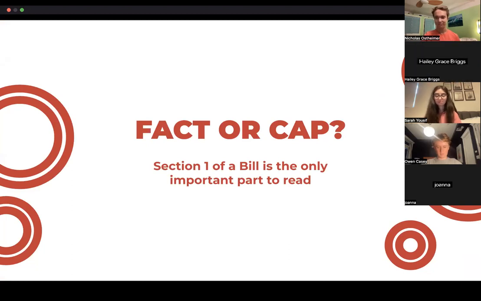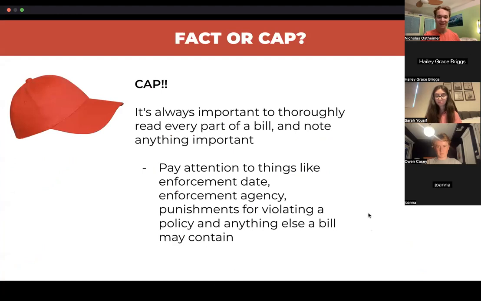Cap. Cap indeed. It is always important to read every part of a bill because there are so many parts of it that can affect the way that you debate the legislation and the arguments you can make around it. Section 1 will almost never include important provisions of the bill, such as the enforcement date. Are we implementing this carbon tax right now or in 2050? The enforcement agency, is the EPA doing it or is the Department of Commerce?